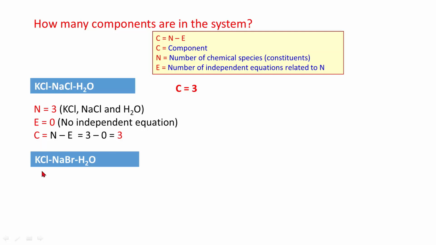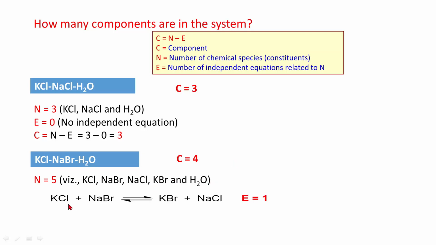In this case, the number of components is equal to 4. How can we rationalize? The number of chemical species is 5. What are those? KCl, sodium bromide, sodium chloride, KBr and water. There is one chemical equation which relates these chemical species: KCl plus sodium bromide gives KBr plus sodium chloride. Therefore, the number of components is equal to 4.